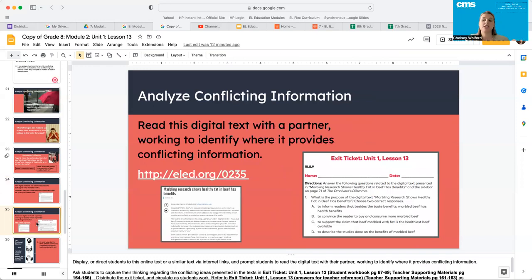So I want you to read this digital text with your partner, working to identify where it provides conflicting information. So how does that article conflict with what Michael Pollan just said, or what we just read about how he feels about marbled beef? So go ahead, pause the video, work through that, have some discussion, and come back to me when you're ready.